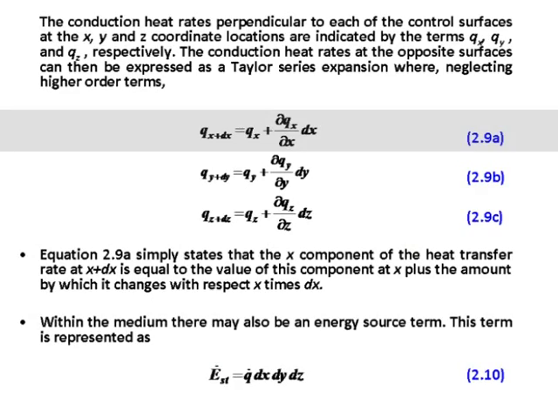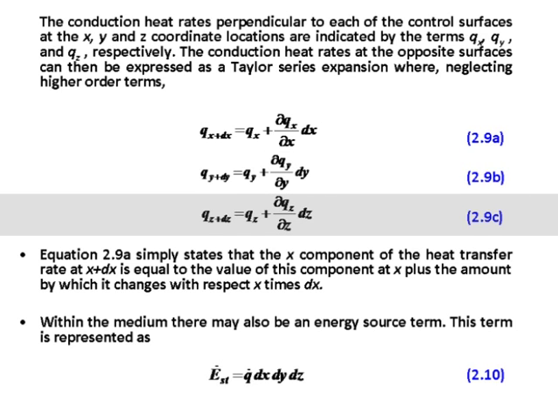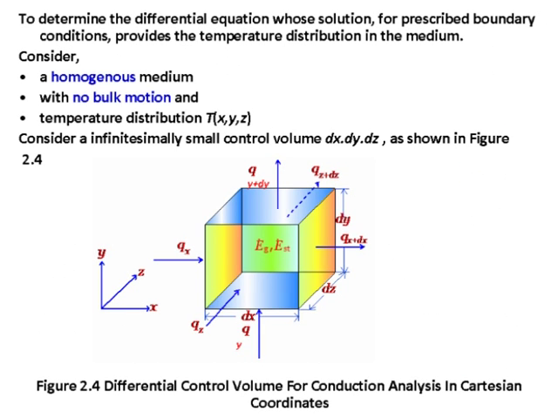Okay? So, q x plus delta x equals q x plus del q x by del x into dx. Similarly, I can write q y plus dy equals q y plus del q y by del y into dy, and q z plus dz equals q z plus del q z by del z into dz. All these three terms, if you remember, are the E dot out from our previous discussion: q x plus dx, q y plus dy and q z plus dz are getting out. Getting in, that is E dot in, are q x, q y and q z.